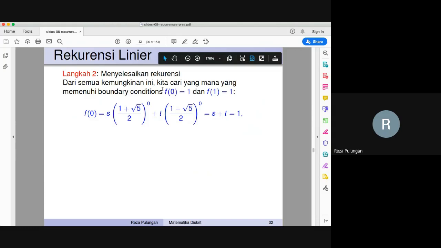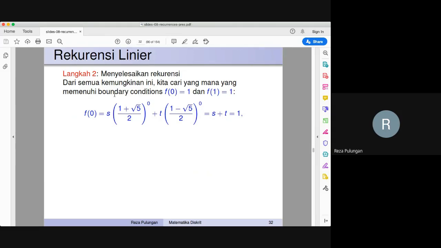What is the boundary condition? Well, use your boundary condition right now for all of these possible, limitless possibilities. There are infinitely many solutions. We find the one that satisfies the boundary condition that F0 is equal to 1 and F1 is equal to 1. So this is easy then.